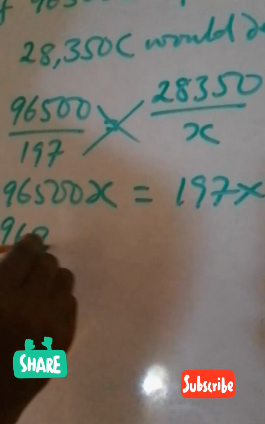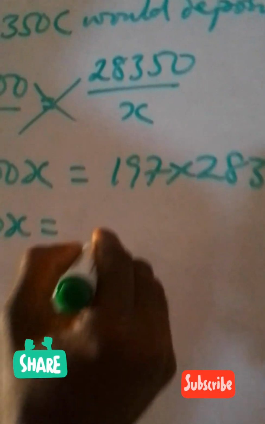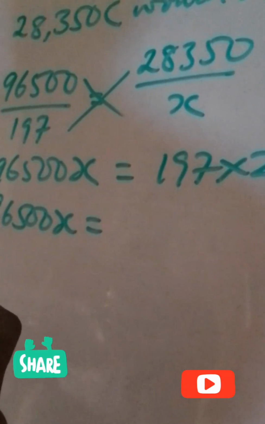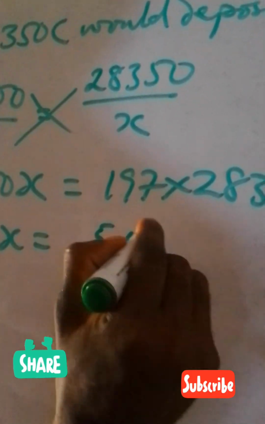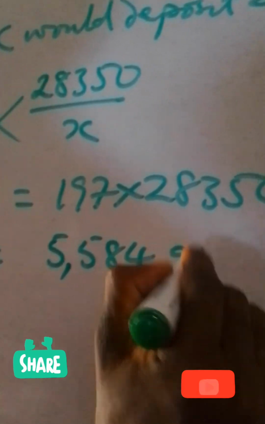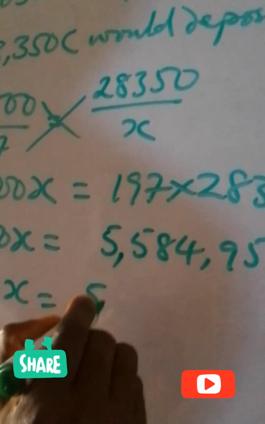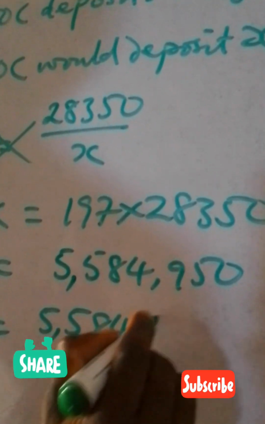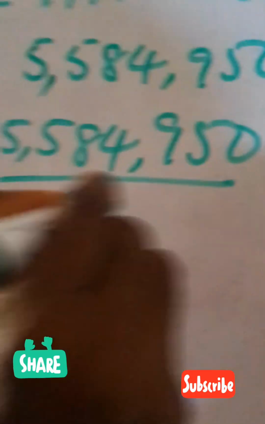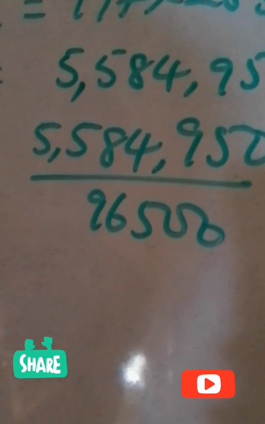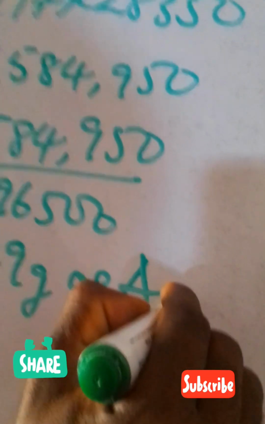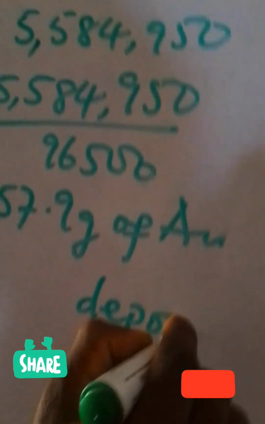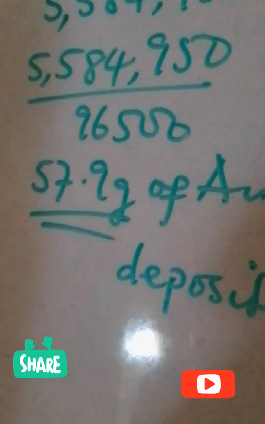So 96,500X will give us, if you multiply this, 5,584,950. So making X the subject, we have 5,584,950 divided by 96,500. If you divide the two, you are going to get 57.9 grams of gold deposited. So this is the A part of the question.